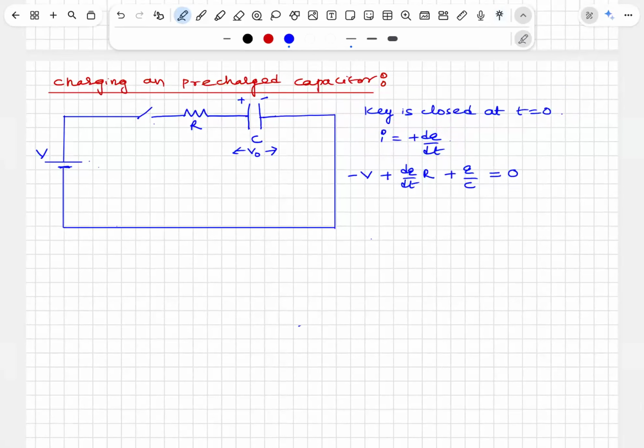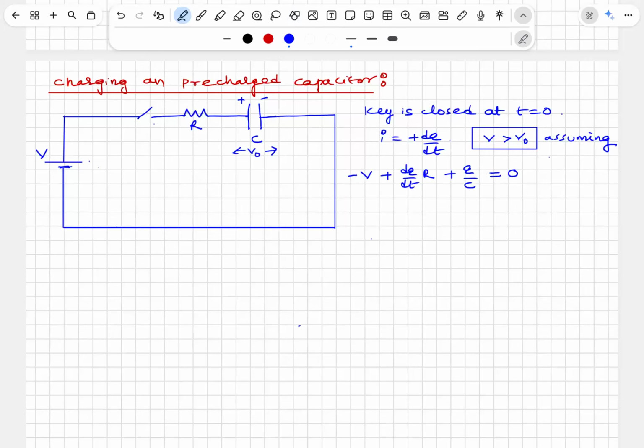Remember, in this case, this is what I am assuming. So this is coming under further charge. What if V is less than V naught? That I will discuss later again, later in the next immediate slide.